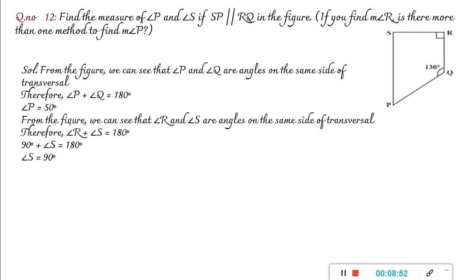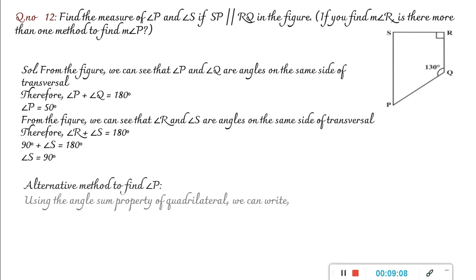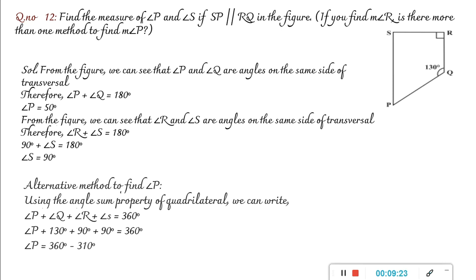Now we can see the alternative method of finding angle P. Here we have all three angles. We have to find the fourth angle of a quadrilateral. So by the angle sum property of a quadrilateral, the sum of the four angles of a quadrilateral is 360 degree, isn't it? So we can take that property here. Angle P plus angle Q plus angle R plus angle S is equal to 360 degree. So angle P plus 130 plus 90 plus 90 is equal to 360 degree. So angle P is equal to 360 degree minus 310 degree. So angle P is equal to 50 degree.